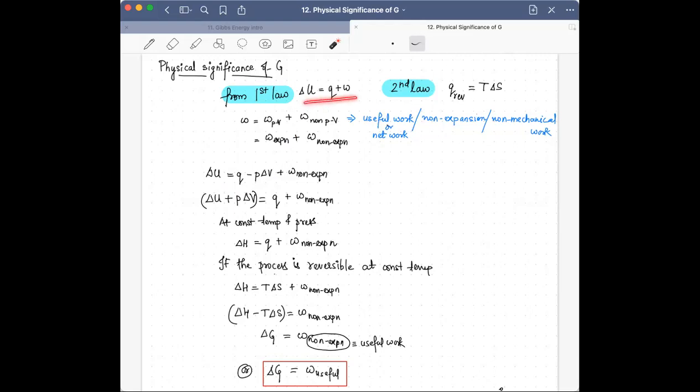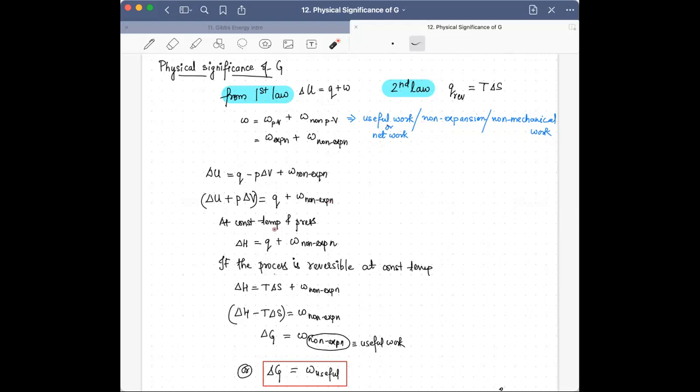We'll take the first law of thermodynamics. So here you see delta U equals Q plus W. Now I have told you we are considering both the expansion work as well as non-expansion work. Expansion work, we know, is equal to minus P delta V. Work of non-expansion we don't know, so we write it as such. Then we simply brought this term here, so it becomes delta U plus P delta V equals Q plus work of non-expansion.